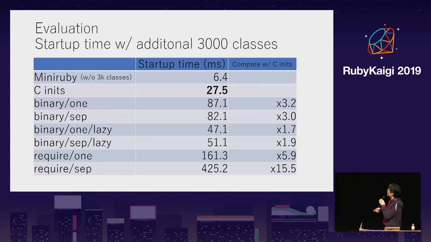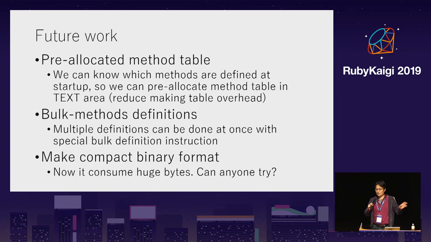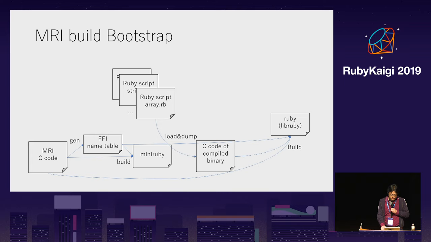So it is half of the text processing, but it is three times slower than the C implementation. But using the lazy technique, it needs about 15 milliseconds. It is slower than the C implementation, but I think it is feasible to use it. Just now, it is not faster than the C implementation, so we have several techniques to improve this startup time.